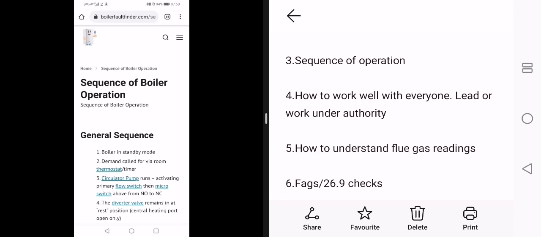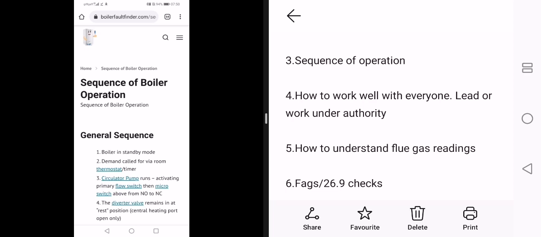Sequence of operation. I found on boilerfaultfinding.com some time ago the sequence of operation, and it varies depending on the boiler manufacturer and what type of boiler you're working on. So find out from the manufacturer as well, or look in the manufacturer's instructions for the sequence of operation. You will start to know this by heart, and it's important to know it by heart, how a boiler operates.